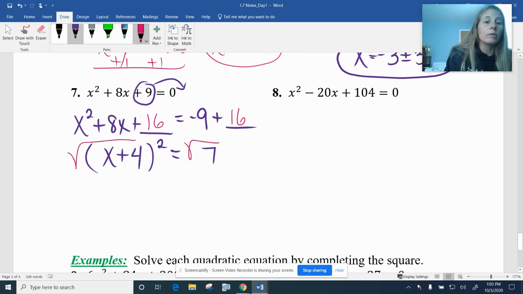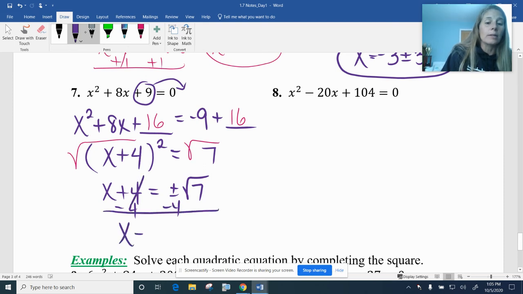Solving with the square roots. X plus 4 equals positive or negative radical 7. And then moving over that 4, so we get x equals negative 4 plus or minus radical 7.